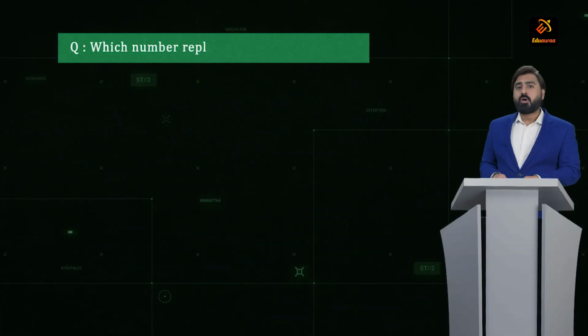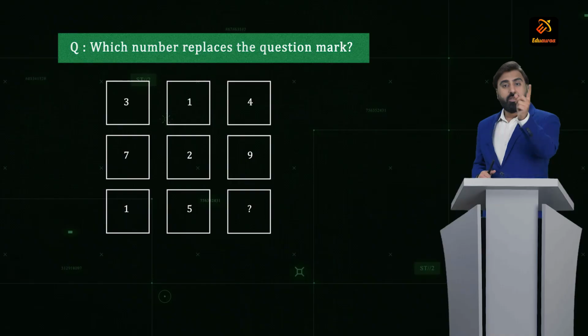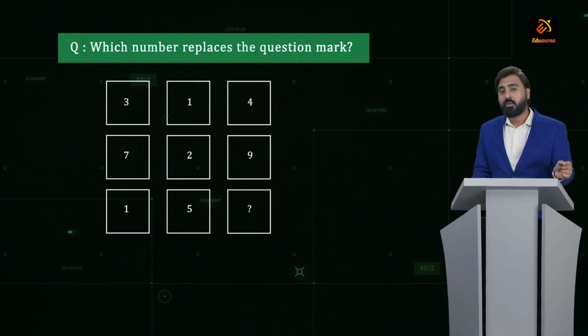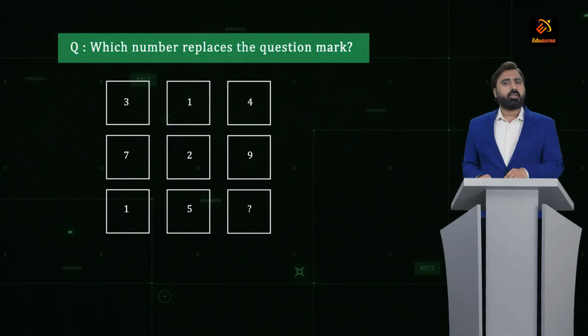I hope it is clear. Yes. Let's move on to the next question, students. The next question is, which number replaces the question mark? We are supposed to find the missing number, and the diagram says that the first row has 3, 1 and 4. The second row has 7, 2 and 9. And the third row has 1, 5 and the missing one. What is the missing number?